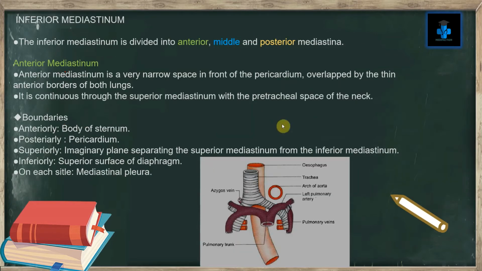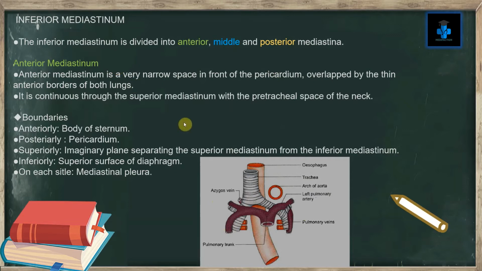Inferior mediastinum. The inferior mediastinum is divided into anterior, middle, and posterior mediastina. These are altogether the contents of the inferior mediastinum roughly. So let's learn in detail about all these three partitions.